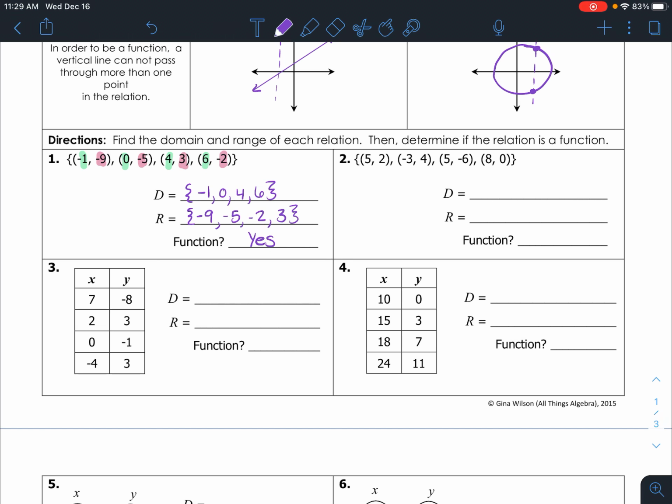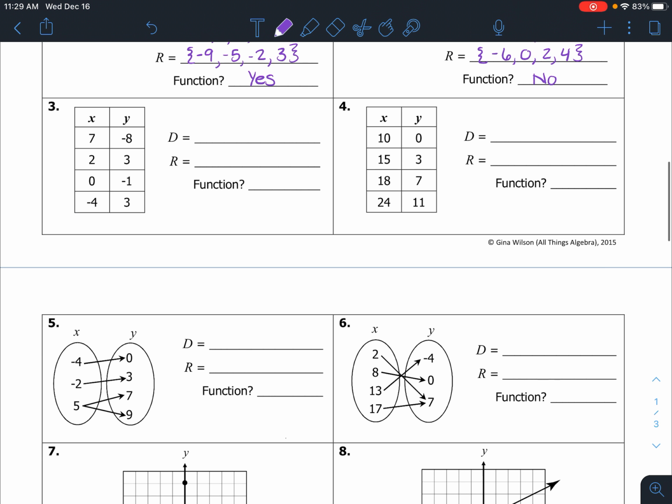Let's look at our second example here. (5, 2), (-3, 4), (5, -6), and (8, 0). So our domain is going to be our x values from smallest to largest. So I have -3, 5 twice, and then 8. My range is going to be the y values. So 2, 4, -6, and 0. So I'm going to have -6, 0, 2, and 4. And this one is not a function because I have an x value that repeats.